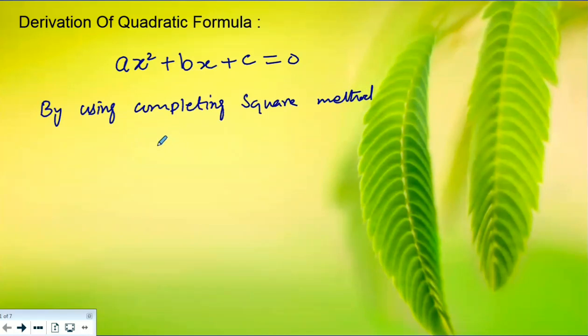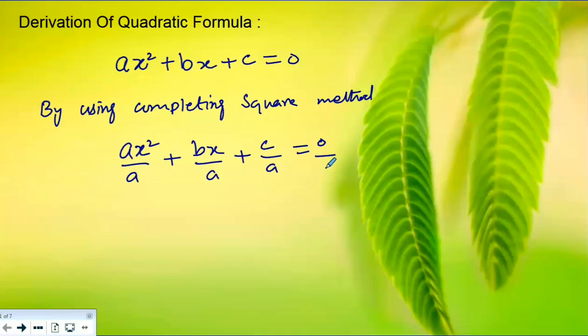Now the first step is we need to divide both sides of the equation by the coefficient of x square, which is a. So we divide each term of the left hand side by a and also the right hand side by a. So here we have x square plus b divided by a times x plus c divided by a, and 0 divided by a is 0.